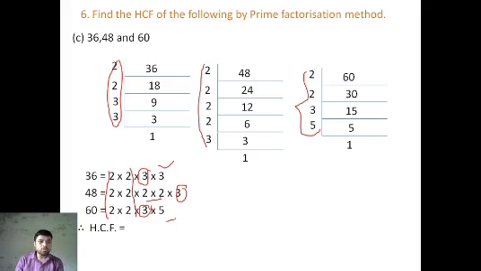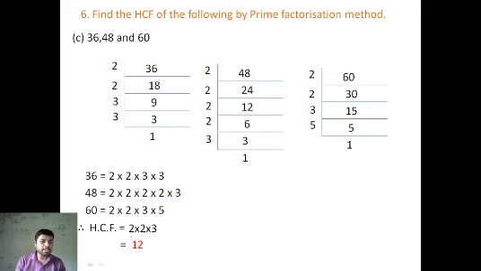So what are the common ones? 2, 2 and 3, and we will do the product. 2 into, look, for this 1, 2, for this 1, 2, and for this 1, 3. We will write and do the product. So it will be 12. Is it clear, my dear student?